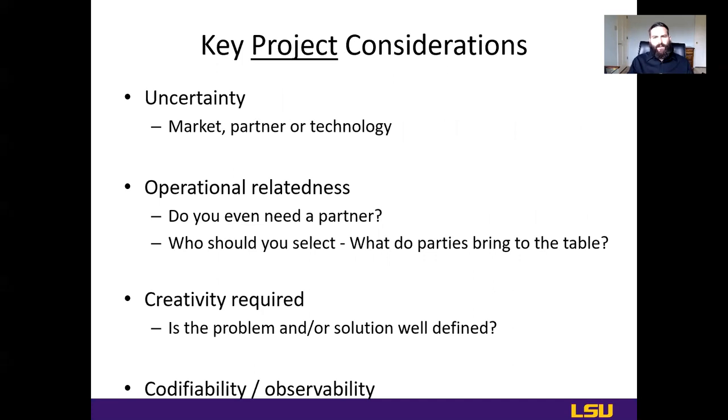First is this idea of uncertainty. Now, understand that uncertainty is a range. There's nothing in the world that is certain. But you have varying degrees of uncertainty that you're going to face as decision makers. Some of the uncertainty could deal with the market. How big is it? How profitable is it? How fast is it growing?